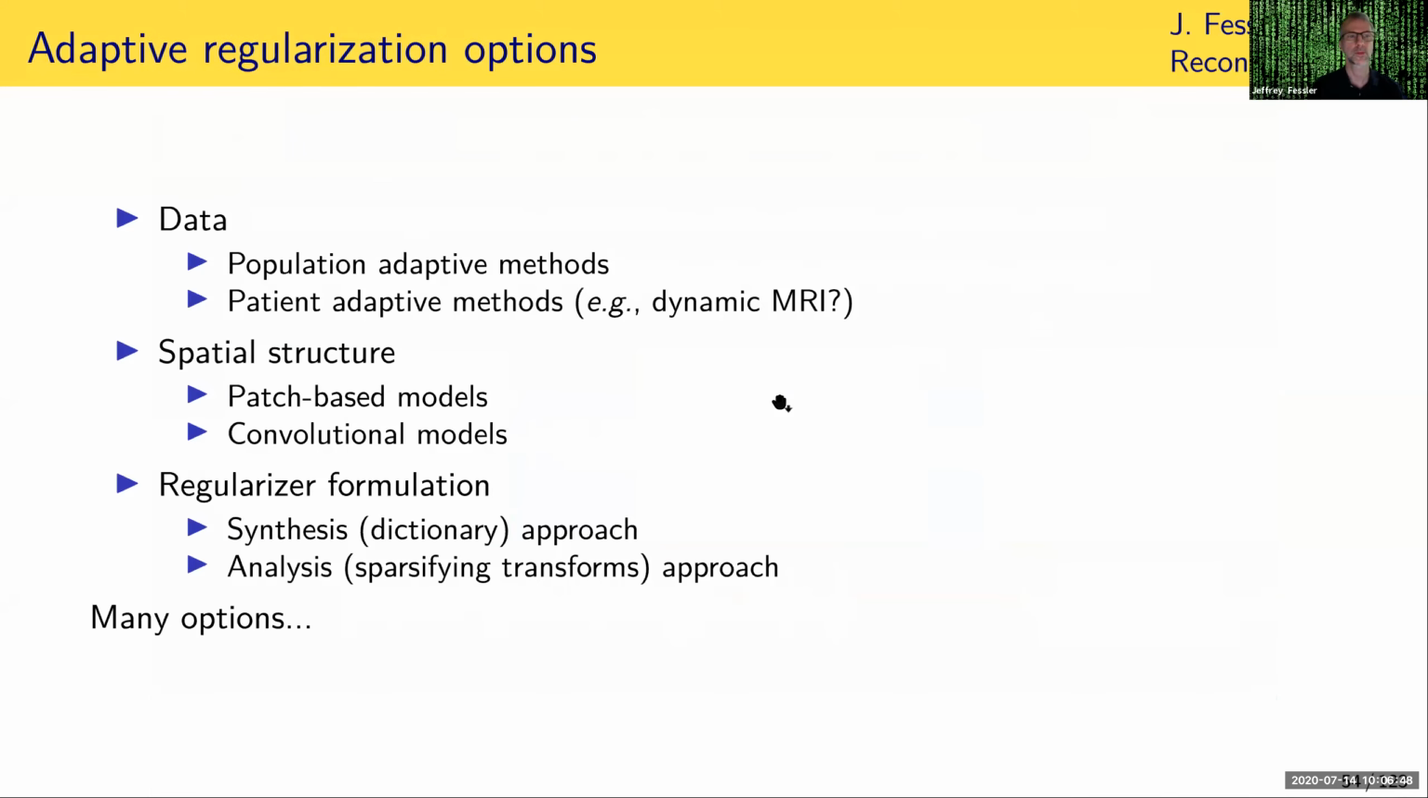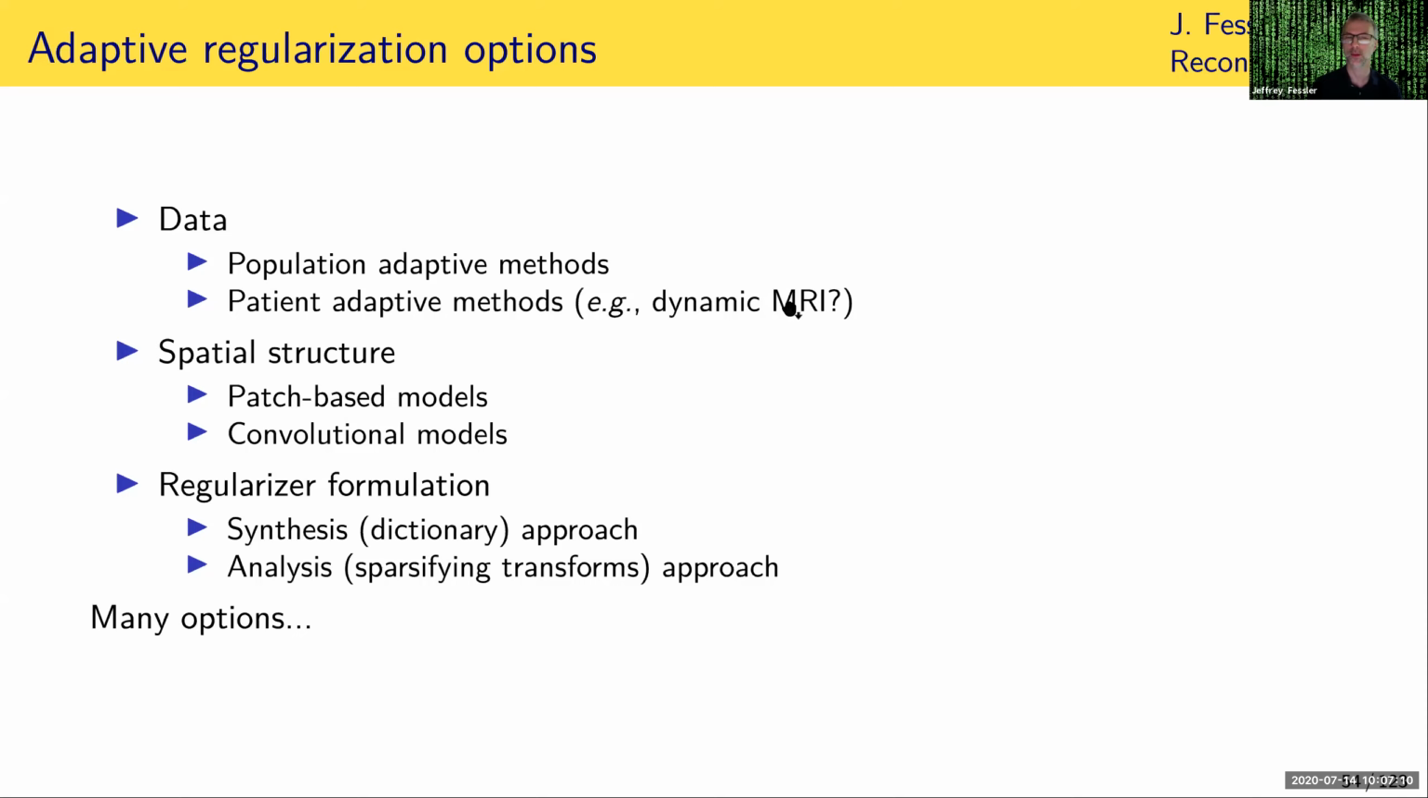All right. So I will be entering into the non-convex world in probably the remainder of this talk. To do adaptive-based regularization, you have a number of choices. I already mentioned you can treat the data either in a population adaptive way or a patient adaptive way. And I should mention, one of the reasons you might do patient adaptive is in situations where you don't have enough training data.